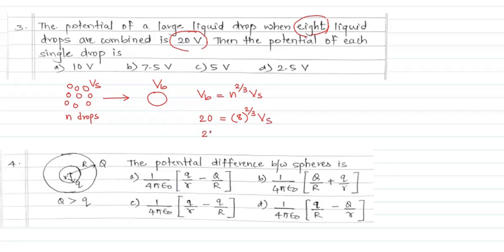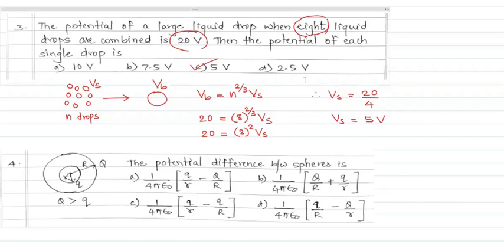Now simplify this. 20 is equal to, first you take the cube root. The cube root of 8 is 2. 2 square into Vs. Therefore Vs will be equal to 20 divided by 2 square, which is 4. So you'll get Vs is equal to 5 volt. So option C is the answer.